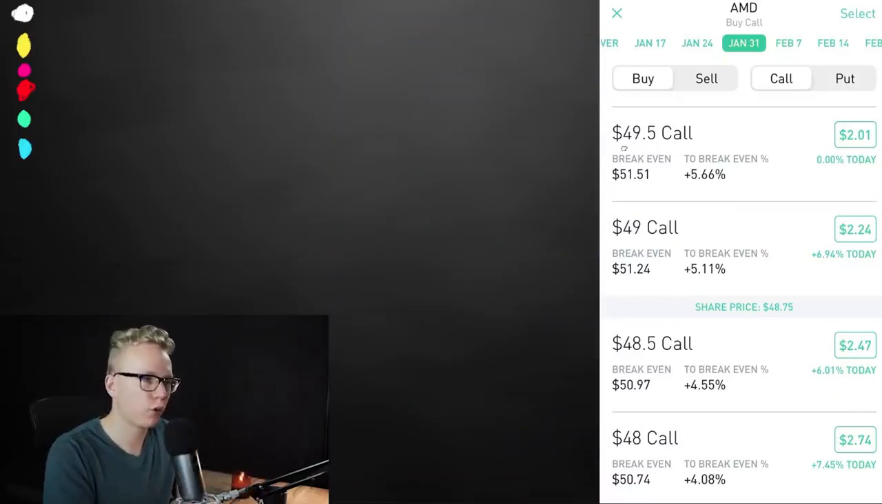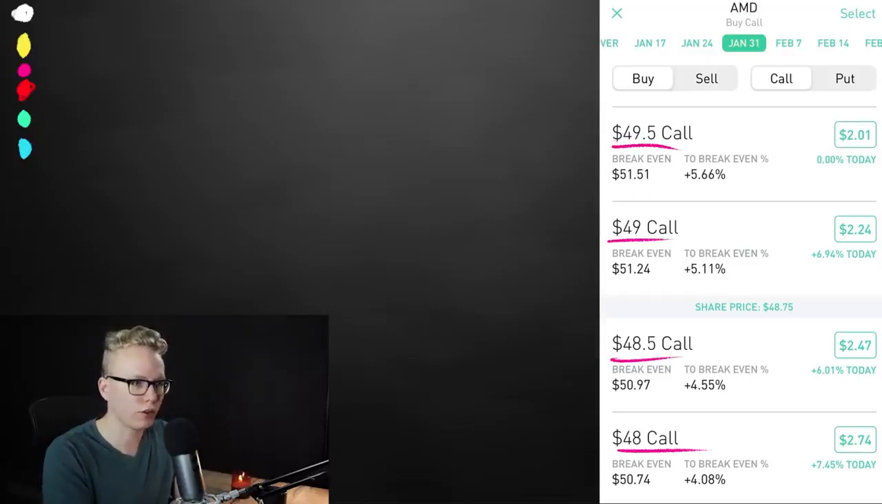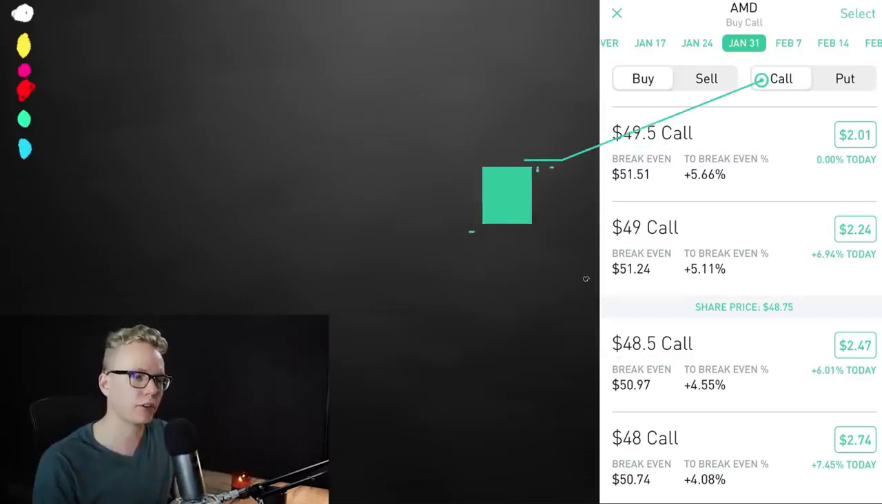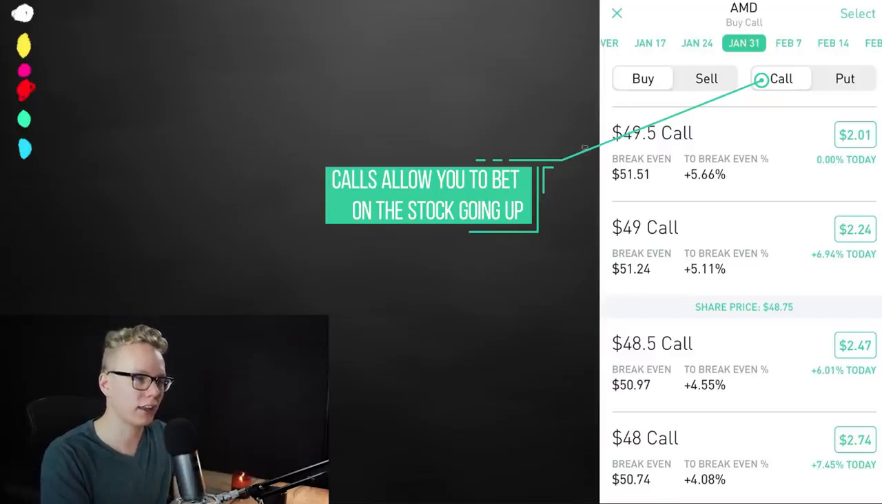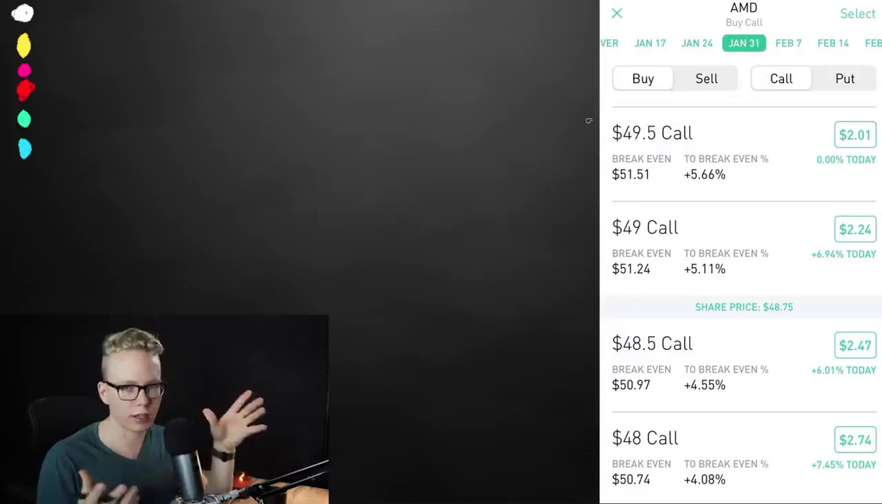And what we're looking at here is 4 different call options. So there's a 49.5 call, a 49 call, a 48.5 call, and a 48 call. So these are 4 separate call options. And if you have your phone open, you can scroll up and scroll down and you'll see there's a lot of different call options. These are not the only 4, but these are all that we need to learn and understand the basics of these options. What is a call?